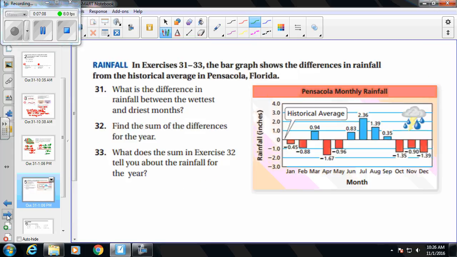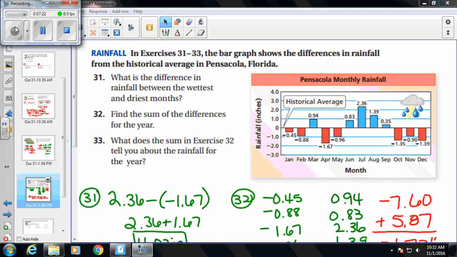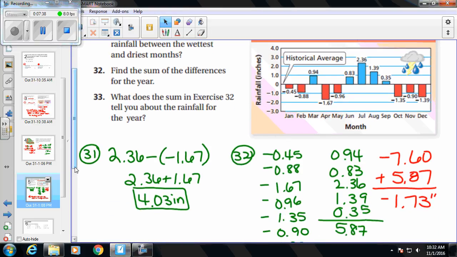I'd like you to read through this question and try answering it. 31, 32, 33. There are 3 questions. Read through those and we'll come back. So when I looked at this question, first I studied my graph, and then I answered the questions. What is the difference between the wettest and driest months? Well, the wettest month is 2.36, it's the highest bar. The driest month is the one that's the lowest, negative 1.67. So I have to find the difference between the two. So 2.36 minus negative 1.67 gives me 4.03 inches. That's quite a difference in rain, that's significant.